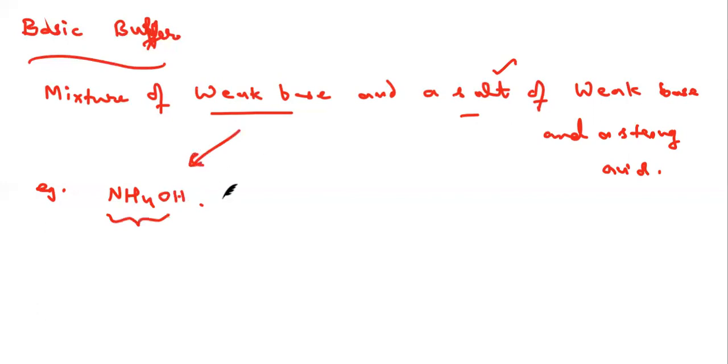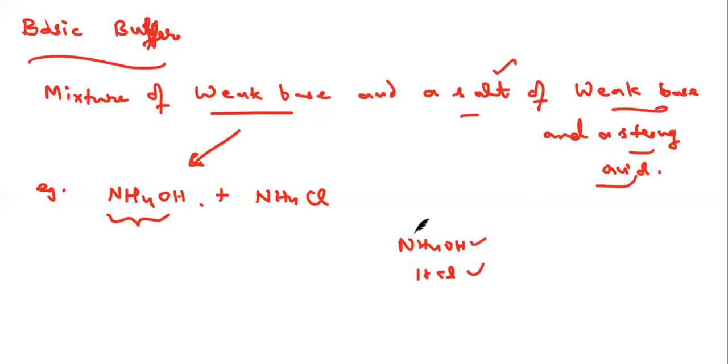And if you're taking this salt, the salt would be NH4Cl. Why? Because this NH4Cl is made up of NH4OH and HCl. HCl is a strong acid, as I said, and NH4OH is a weak base, right? So when they combine, water will be released, forming NH4Cl here. So this is the salt and this is the base. Now you have this basic buffer, right?